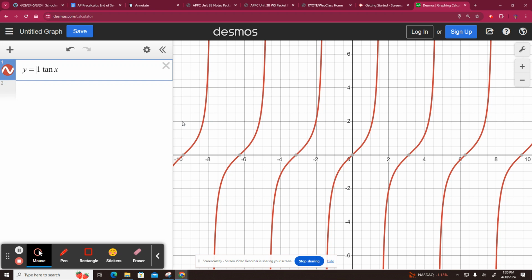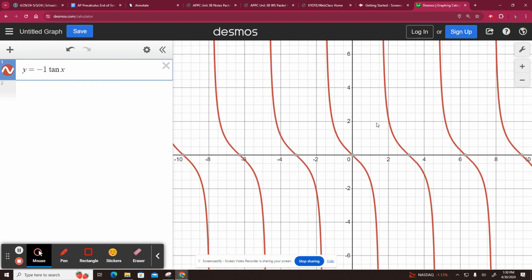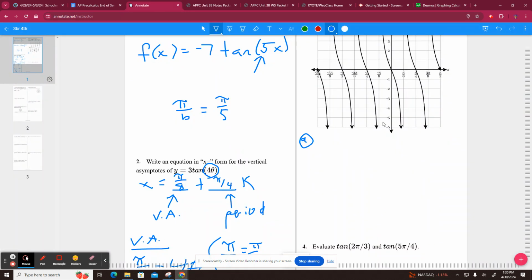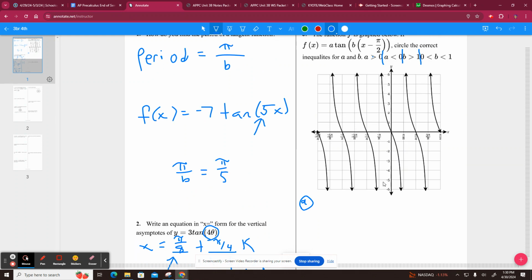So in this case, if it looks like this, my parent function is going up, and my a value is greater than 0. But if it's negative, it looks like this. So that's where I get this from. If I have a positive a, it would be going like this right here instead. Because it's facing this way, a is negative, like we can tell by the graph. So I would circle a is less than 0.